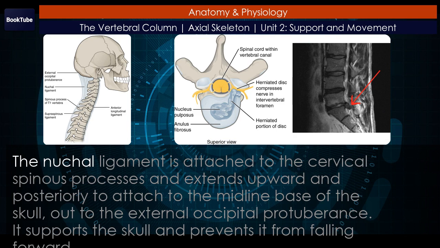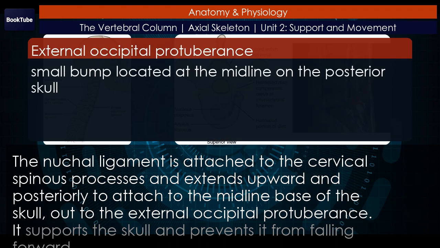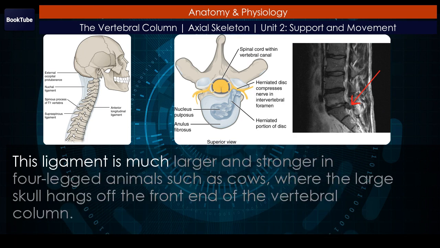The nuchal ligament is attached to the cervical spinous processes and extends upward and posteriorly to attach to the midline base of the skull, out to the external occipital protuberance. It supports the skull and prevents it from falling forward. This ligament is much larger and stronger in four-legged animals such as cows, where the large skull hangs off the front end of the vertebral column.